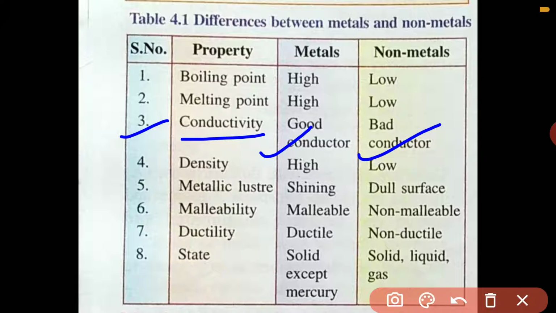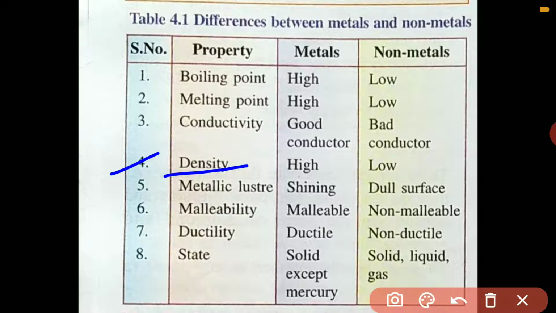Going to the fourth point, which is density. So this is probably a new term for you all. You will study this in class 7 physics. For the time being, you just know density as a certain property of a substance which gives the substance heaviness. Now metals have high density whereas non-metals have low density. Whatever I said about density, that is not the definition of density.